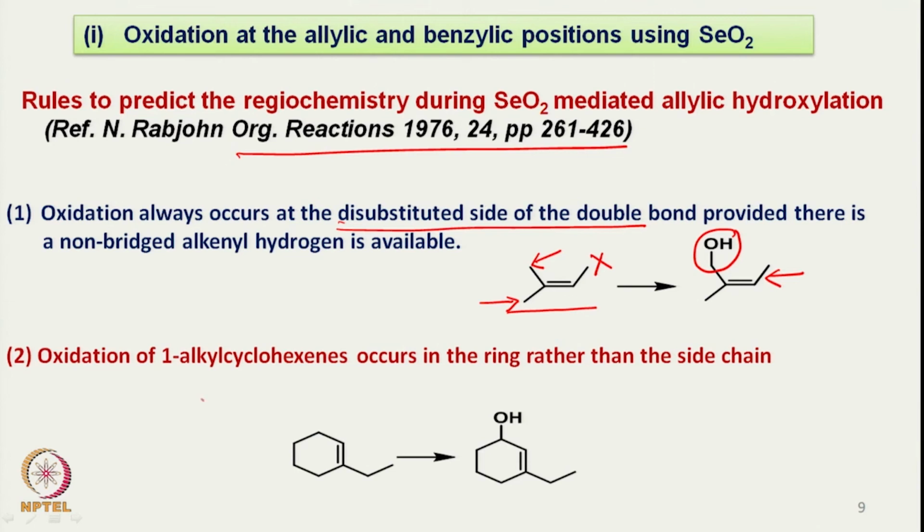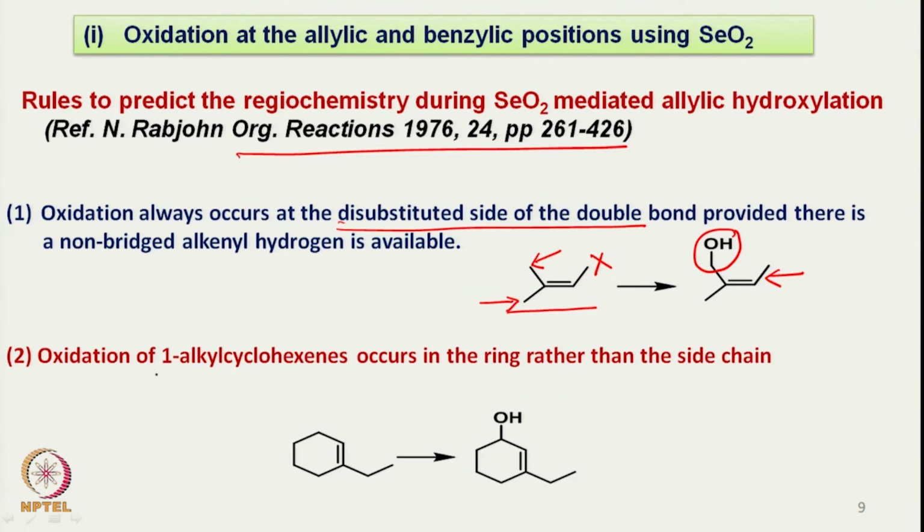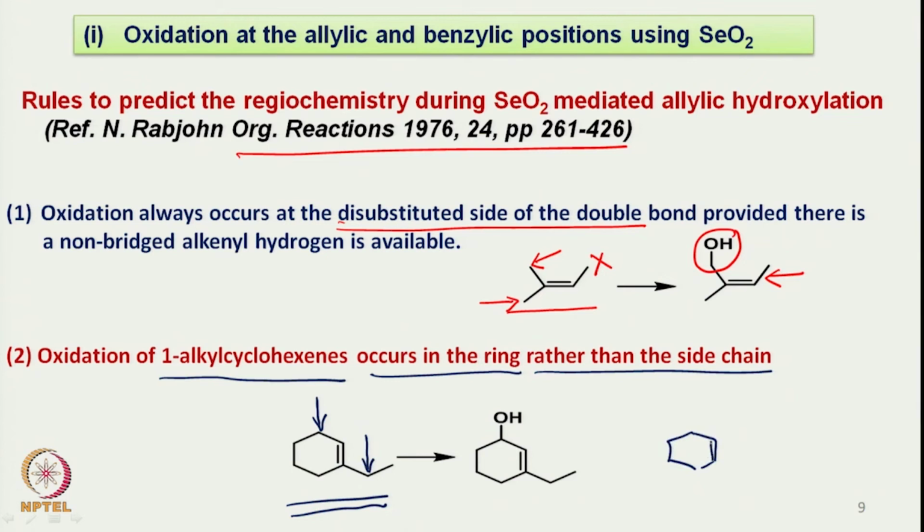Oxidation of one alkyl cyclohexenes, for example, here of this type, the oxidation occurs in the ring rather than on the side chain. That means oxidation occurs here rather than taking place onto this particular carbon atom. So, that means this is not formed. So, it is always on the ring that the introduction of the hydroxy group occurs.